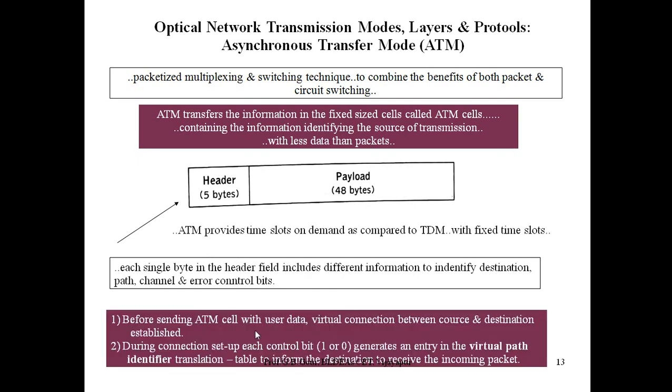So before sending an ATM cell with user data, a virtual connection is established for the transmission of these ATM cells. During connection setup, each control bit 1 or 0 generates an entry in the virtual path identifier translation table to inform the destination to receive the incoming packet. So operation is very simple with respect to ATM. Normally you will get a short note on these things, synchronous or asynchronous parts here. So guys, so far we covered WDM networks, PSTN, then synchronous and asynchronous transfer, synchronous networks and asynchronous transfer mode.